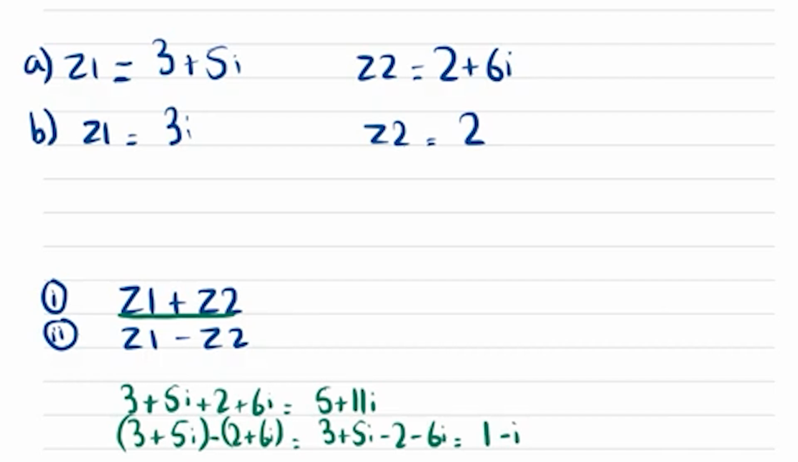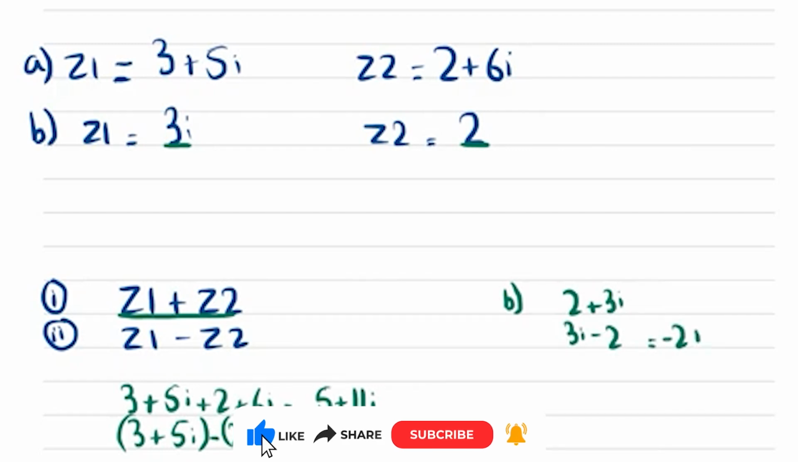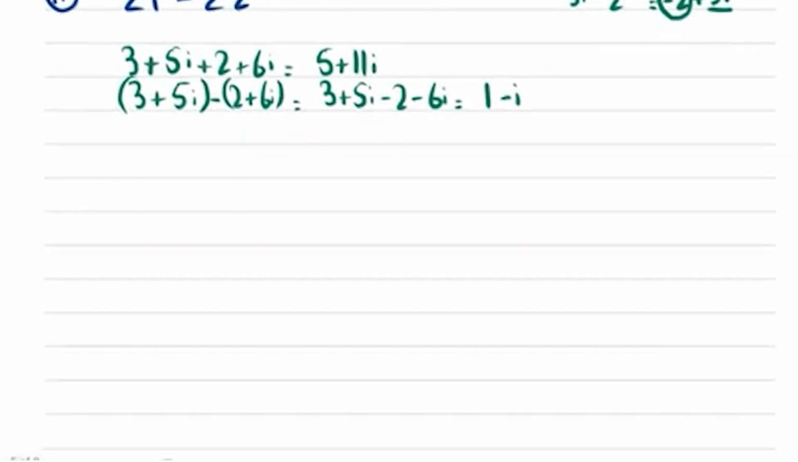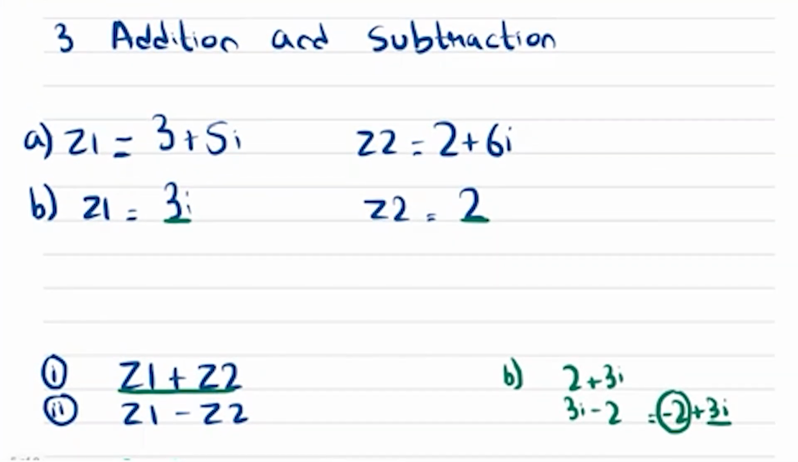So it's real part added to real part, and the imaginary part added or subtracted to imaginary part. That's it. Let's do part B. It says we need to add z1 and z2. So first real part, 2 plus 3i. Then z1 minus z2. So how will I write it in standard form? Minus 2 plus 3i. That's the rule, because first it's the real part, then it's the imaginary part. So I hope you guys are clear with the third point of complex numbers also.